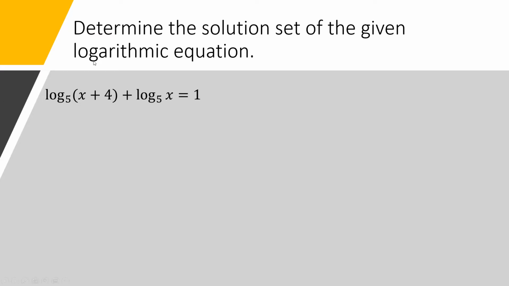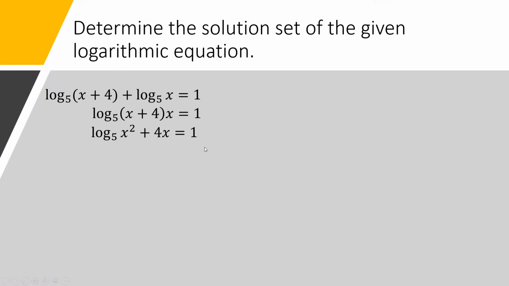Okay. So what we did here is that, since it is addition and they have the same base, then we can use the properties of logarithm that we have to multiply the arguments of the logarithm. So we have the quantity x plus 4 times x. Now, we could say that we have x squared plus 4x. So the x is just being distributed inside the parentheses.